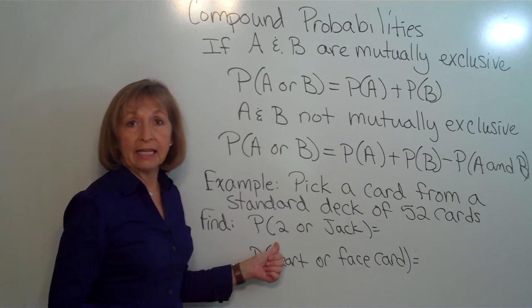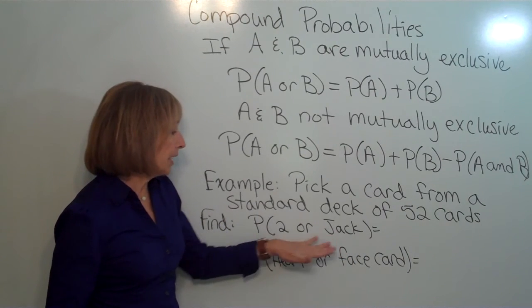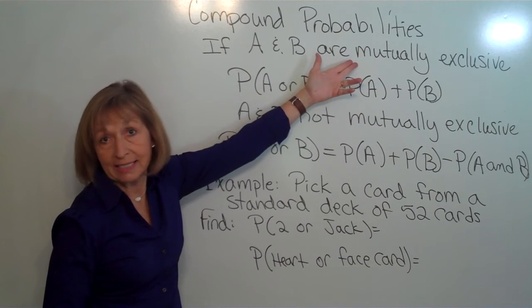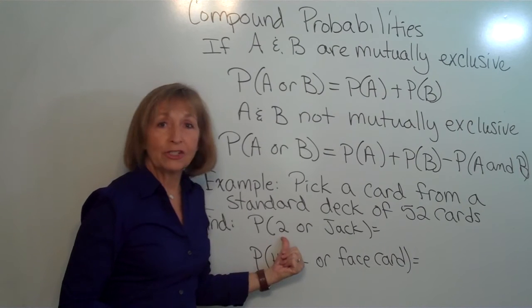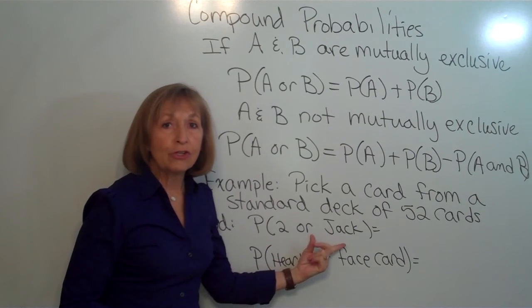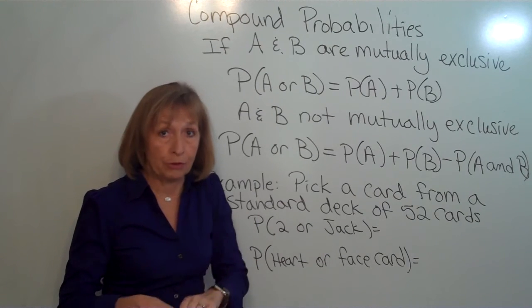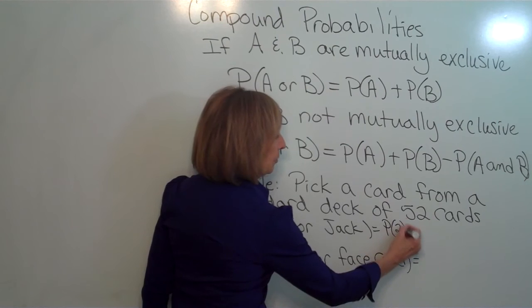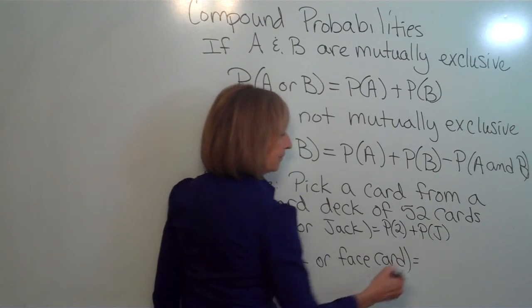Find the probability that your card is a 2 or a jack. So it's "or," so I know I'm going to add my probabilities. I just have to decide whether these events are mutually exclusive or not. Well, a 2 or a jack, there's no card that has both the 2 as well as a jack on it, so they are mutually exclusive. So I will take the probability of getting a 2 and add to it the probability of seeing a jack.